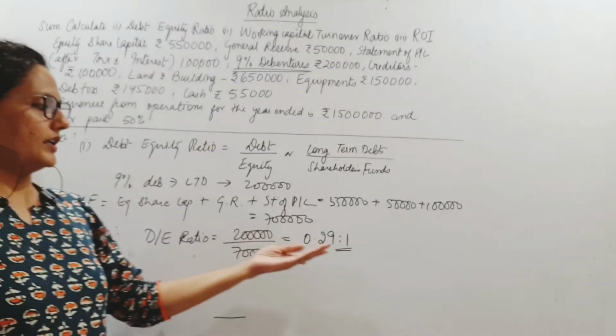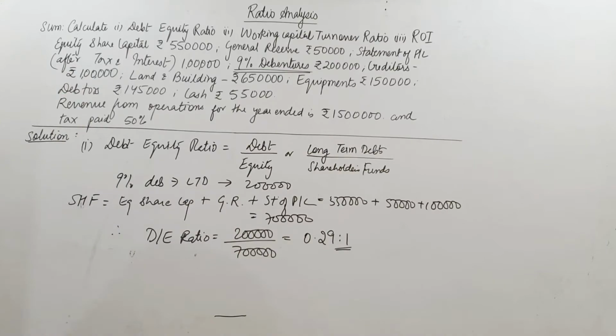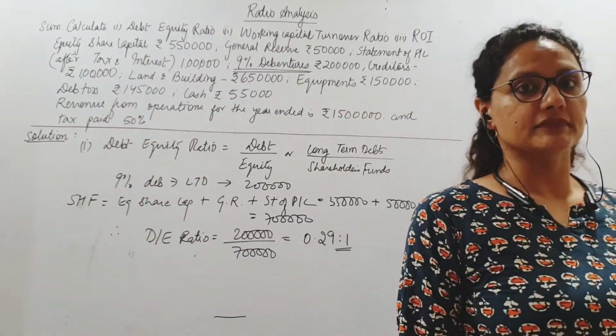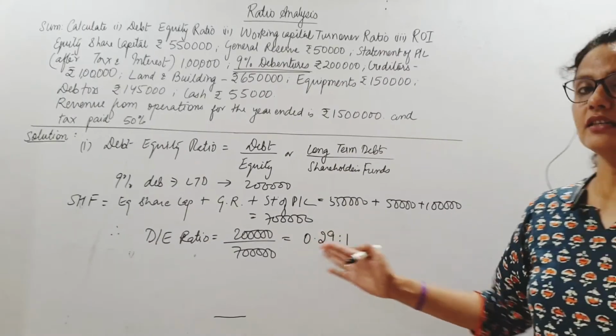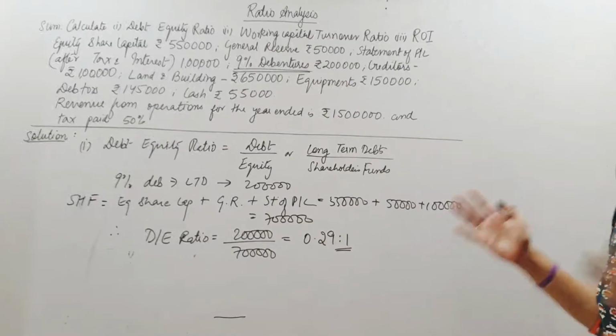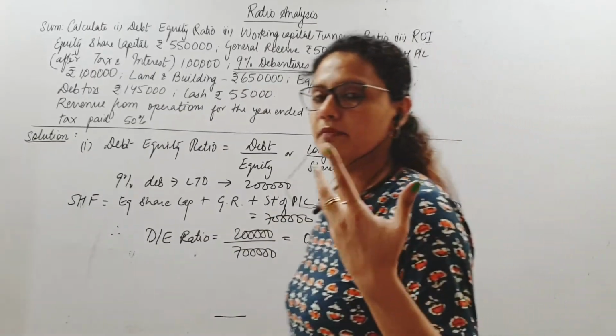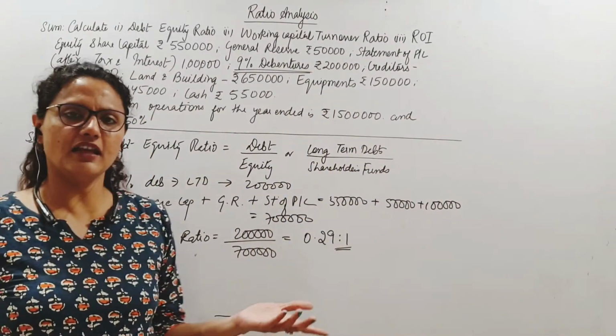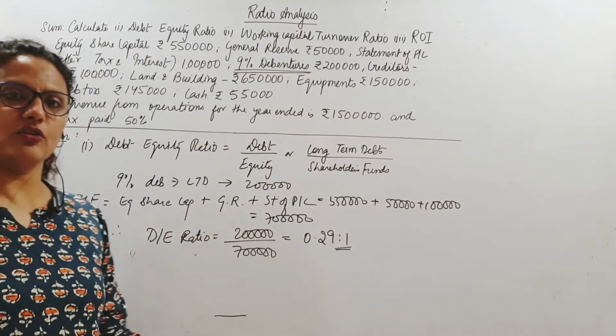Okay. Now what can you say about the debt equity ratio? It's really bad. Your ideal ratio is 2:1. Debt equity ratio is just 0.29:1. So we have a lot of scope to raise more funds through borrowings. Fine, done. Analysis is also done, one ratio is done.